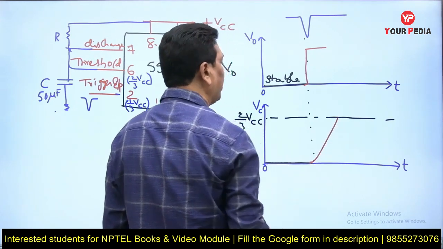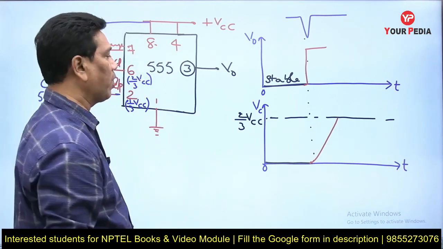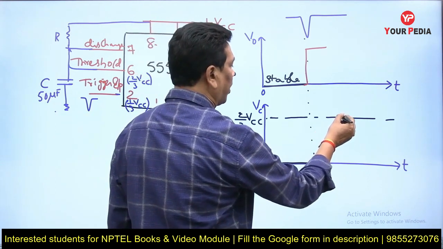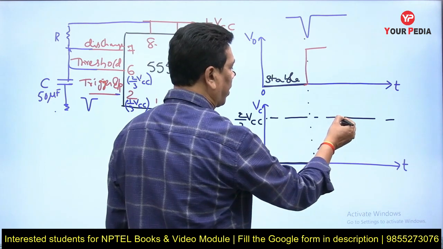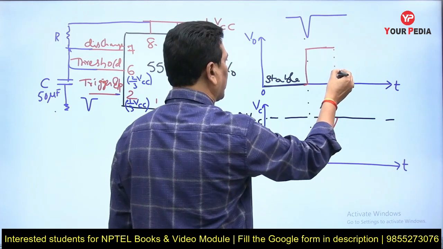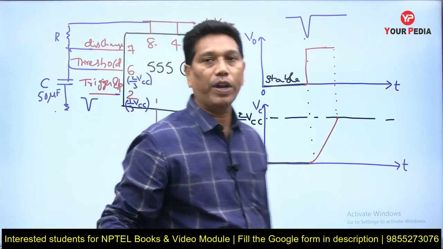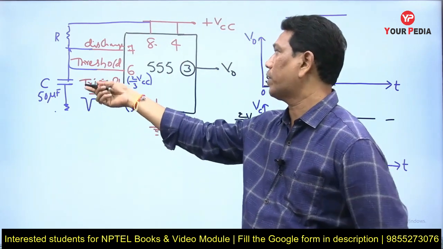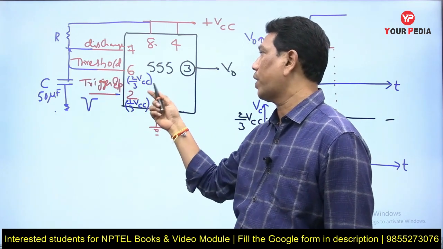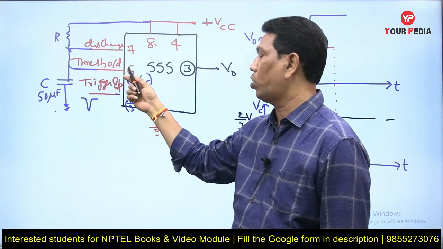So at a particular time, the voltage across the capacitor crosses 2 by 3 VCC. At a particular time, what do you find? The voltage of the capacitor has just reached and crossed 2 by 3 VCC. See this now: whenever the voltage of the capacitor just crosses 2/3 VCC, the threshold voltage crossing 2/3 VCC, immediately the output becomes low. Confirm now: the applied capacitor voltage equals the threshold terminal voltage there.